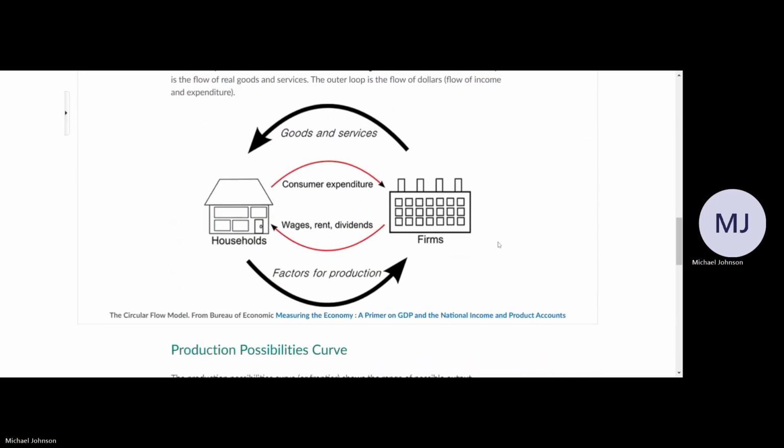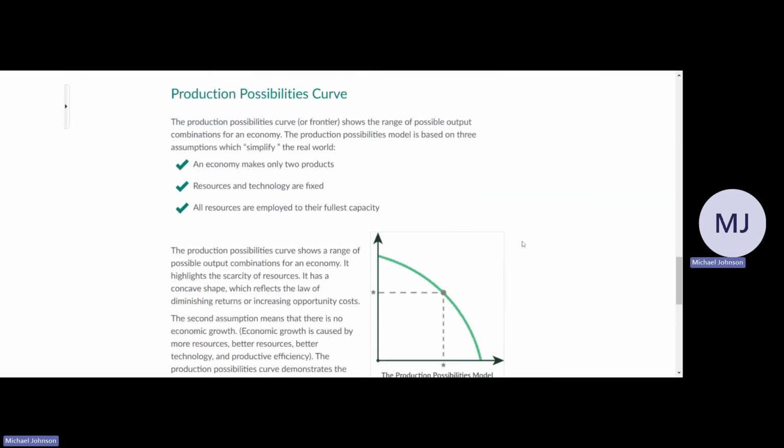So this is the circular flow diagram. People work and provide factors of production, then they receive wages, rent, and dividends for that, and then they use that money to buy goods and services, and that money goes towards firms. Then the firms pay the workers again for their work, and the workers use that money to buy products and services.